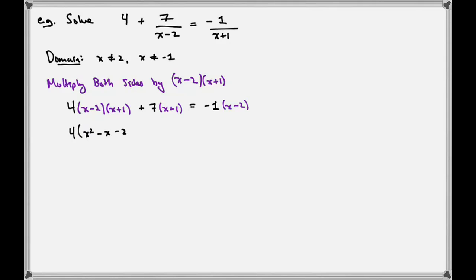So let's start multiplying everything out now. 4 times the foiling out, that will be x squared minus x and minus 2. Plus 7x plus 7 is equal to minus x plus 2, distributing the sign. Just work patiently, distribute everything out, distributing the 4.